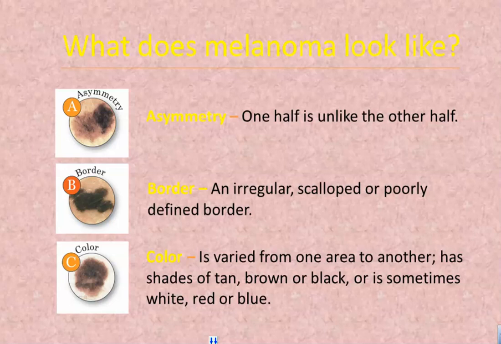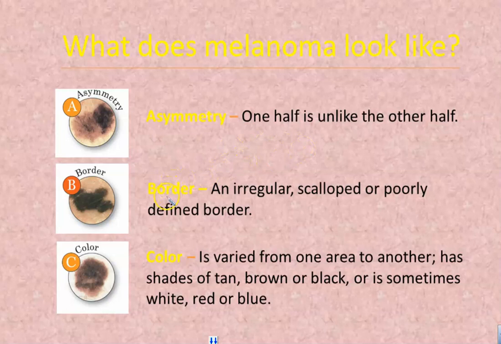So if something's asymmetrical, which is what A stands for, one half of the skin or the mole or whatever you're looking at doesn't look like the other half. It's not uniform. You couldn't divide it in half. So like this side and that side do not look the same there. So you would first look for asymmetry.